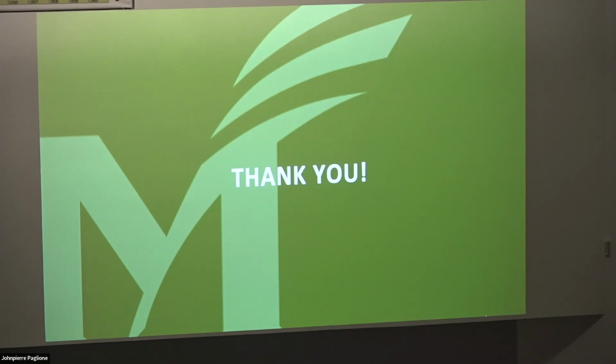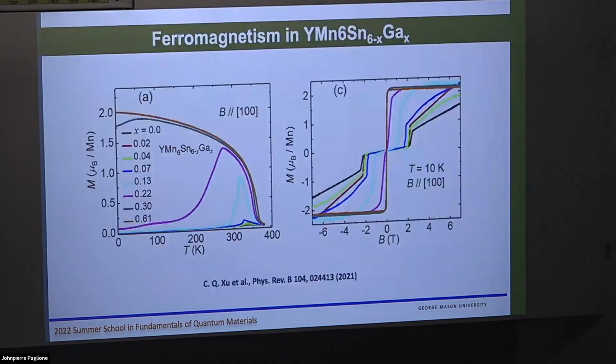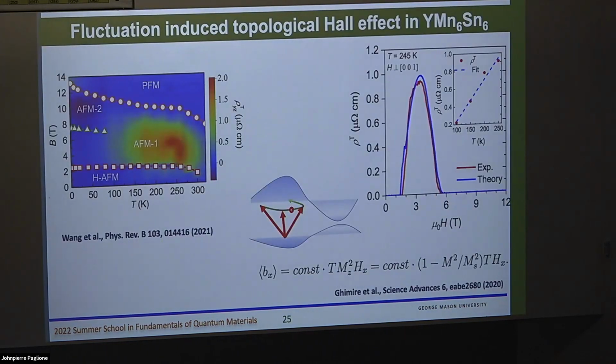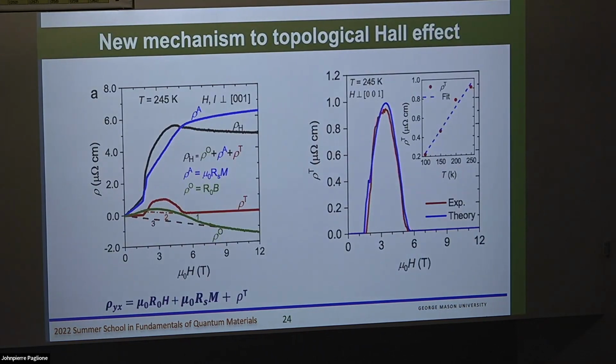Any student question first? Yes. When you're showing the contributions to the Hall effect, how do you know how much anomalous Hall is contributing? Very good question. We use the assumption that the anomalous Hall is proportional to this, and then there's this magnetic moment, and this magnetic moment you can measure just like here.